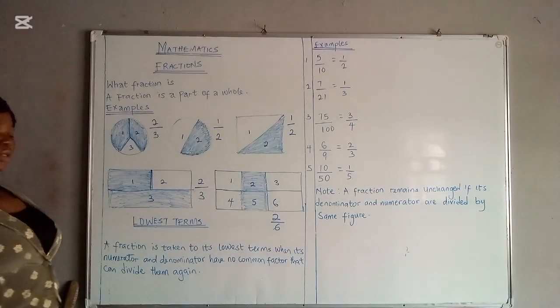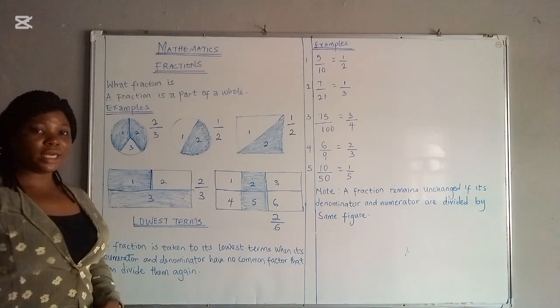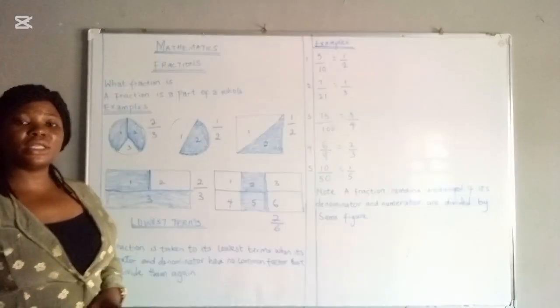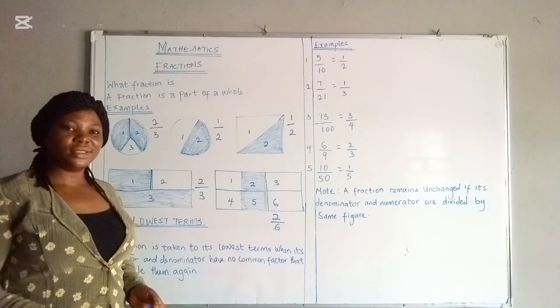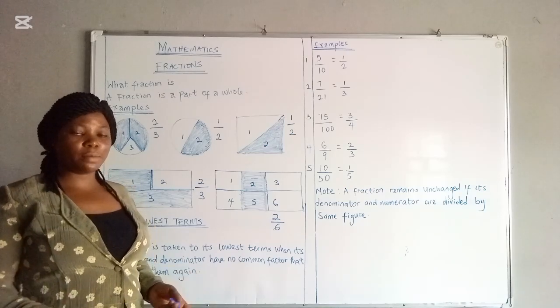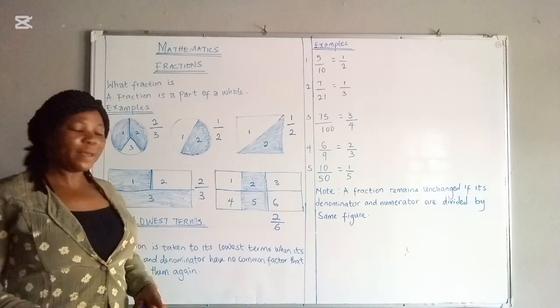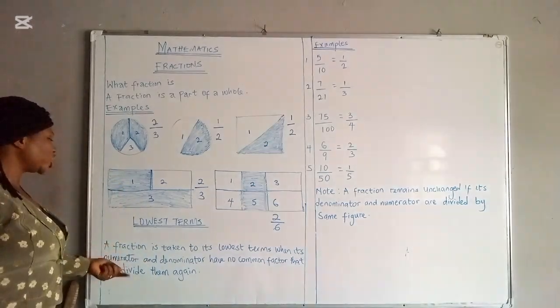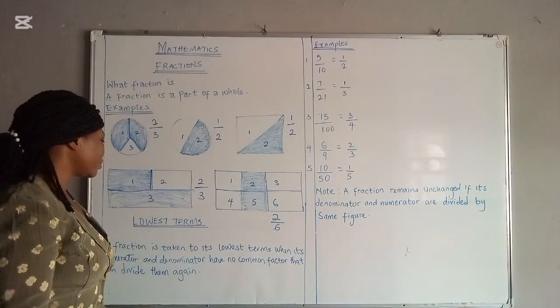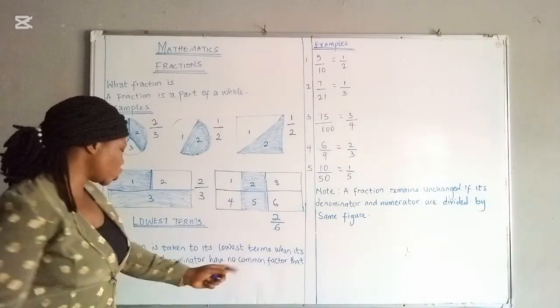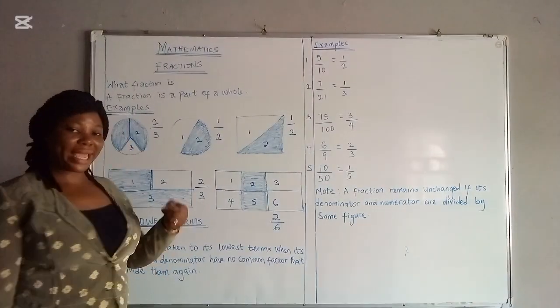So quickly, let's move to the next subtopic here, which is lowest terms. You know, in most of your exams, you see "reduce to the lowest term." So it will be confusing. But what does it mean to reduce to the lowest term? Reducing to the lowest term means that a fraction is taken to its lowest term when its numerator and denominator have no common factor that can divide them again.